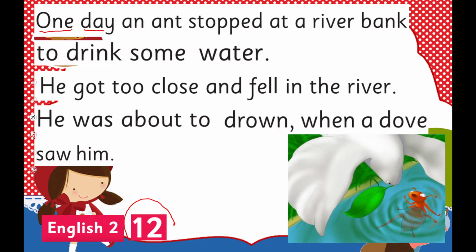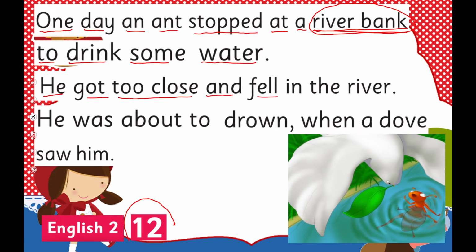One day, an ant stopped at a river bank to drink some water. River bank means the side of a river. He got too close and fell in the river. He was about to drown when a dove saw him. What does drown mean? It means to sink in the water. What happened? An ant was drinking water from the river and he slipped. He was about to drown when a dove saw him.